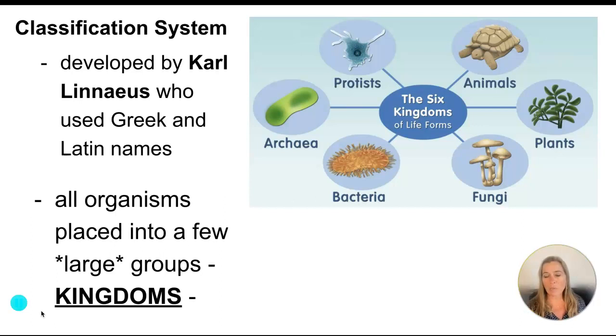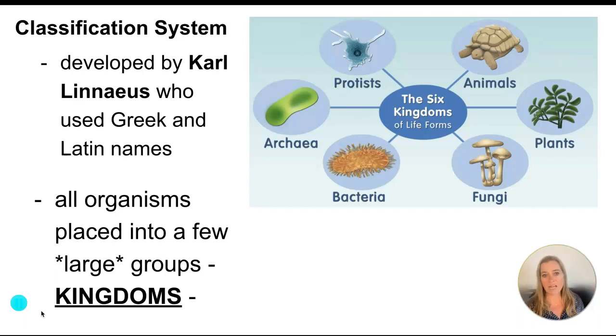And that's why we as scientists need to have a way to clearly and concisely communicate with other scientists in the naming of organisms. The person who came up with our current system, or who's given credit for it, is Carl Linnaeus. He used Greek and Latin names to organize organisms from the most inclusive groups to the least inclusive groups, meaning that he went from very not specific to very specific.